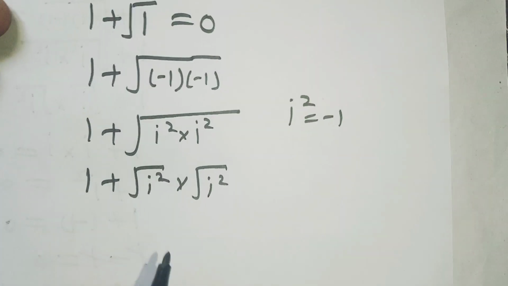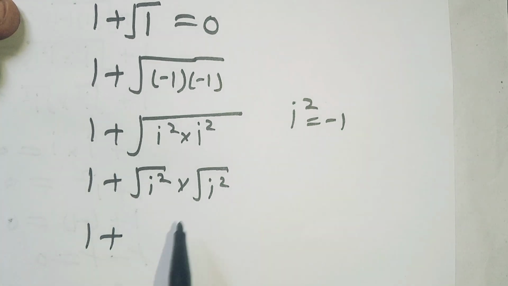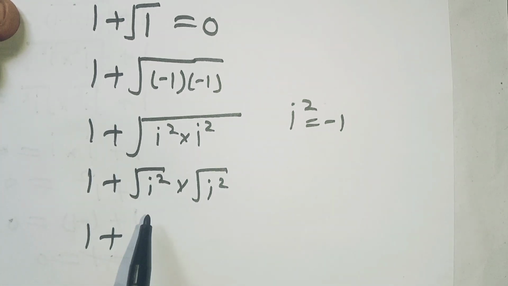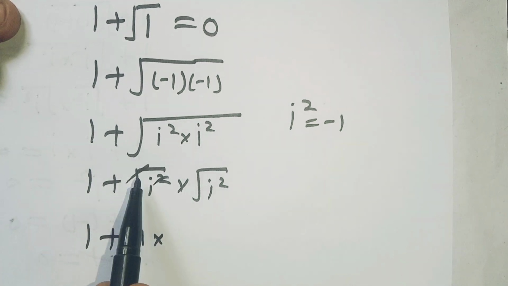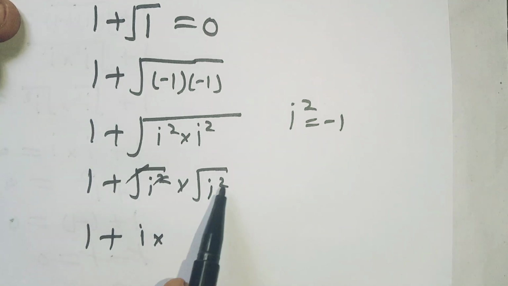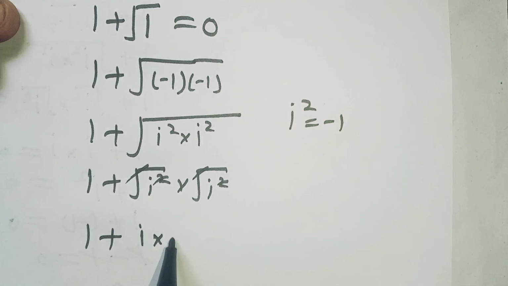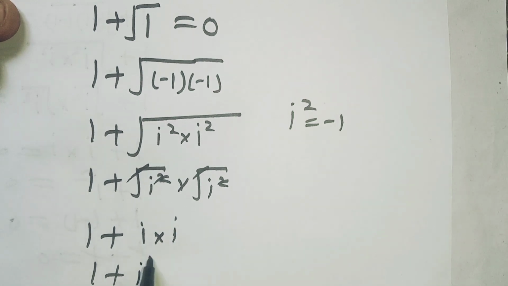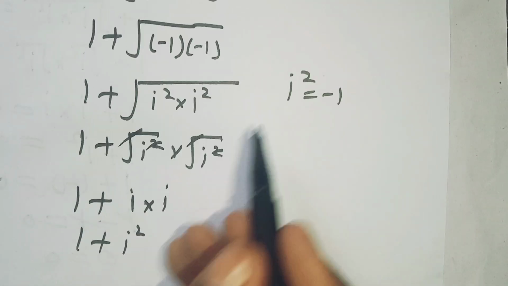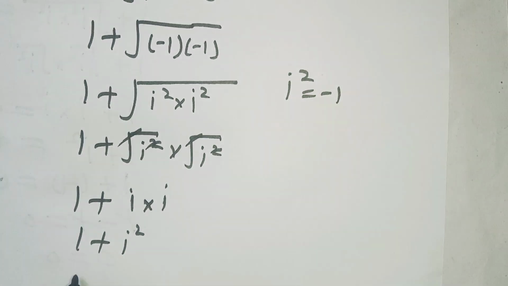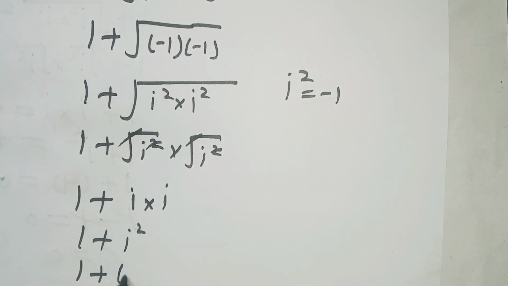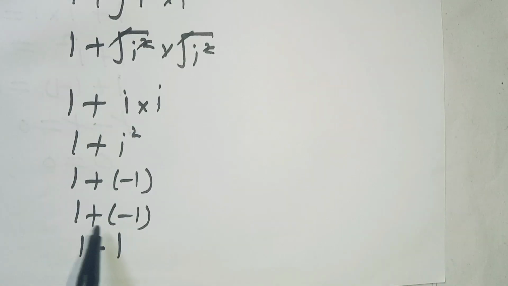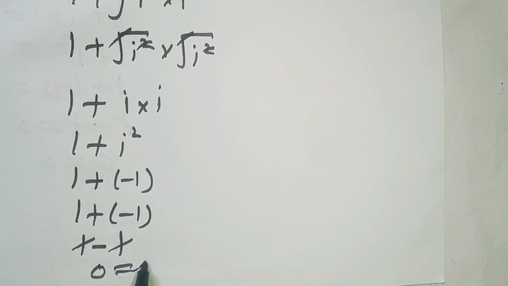Okay, so 1 plus iota squared means iota into square root, and square and square root cancel, leaving iota. Okay, so 1 plus, if we multiply iota into iota, here is iota squared, and we all know that iota squared equals minus 1. So 1 plus, put minus 1. Okay, plus and minus 1 cancel, equal to 0.